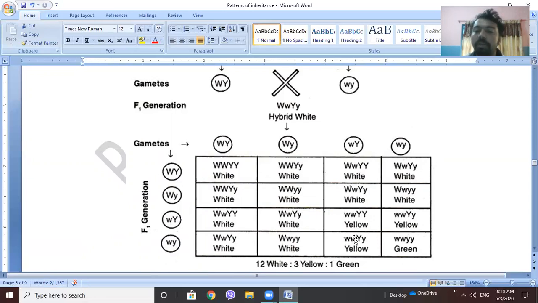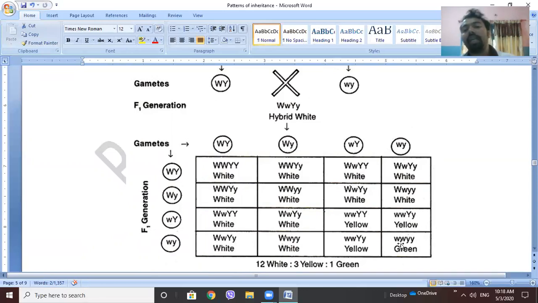Both small w, one at least capital Y, L. Both small w, two capital Y, L. However, when all are in their recessive forms, so small w, small y, it's green. So let me conclude it again.